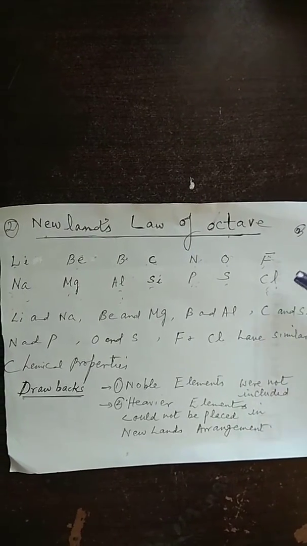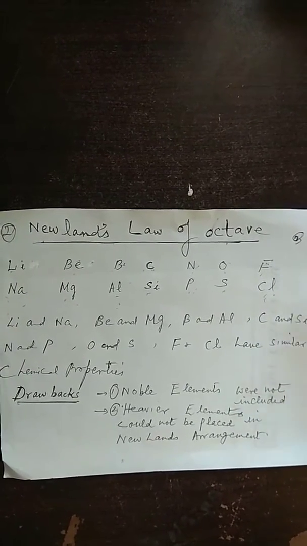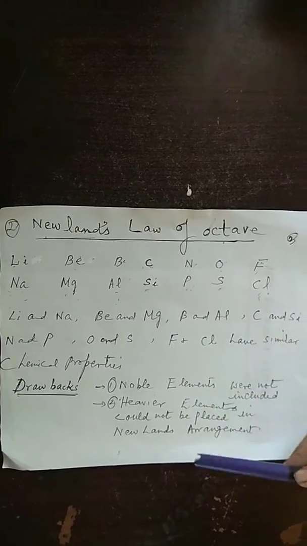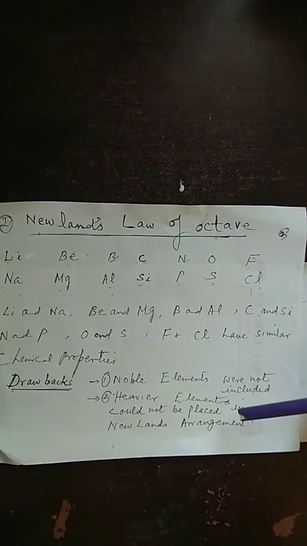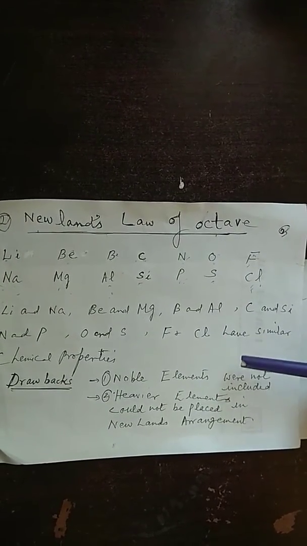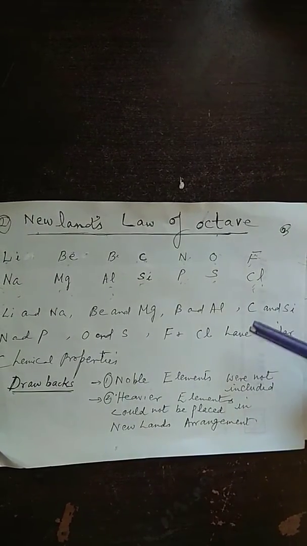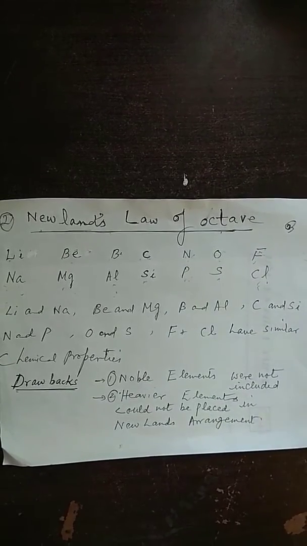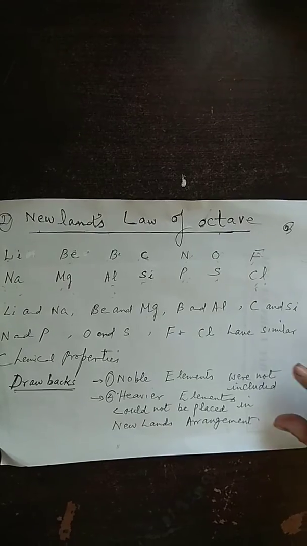A very good, interesting example is given in your book, that is just like the repetition of the eighth note in the music of an octave. You call it in Urdu the seven notes, sa re ga ma pa da ni sa. Sa is the first note, and again when sa comes, it is the eighth note. So the eighth note is repeated, right?